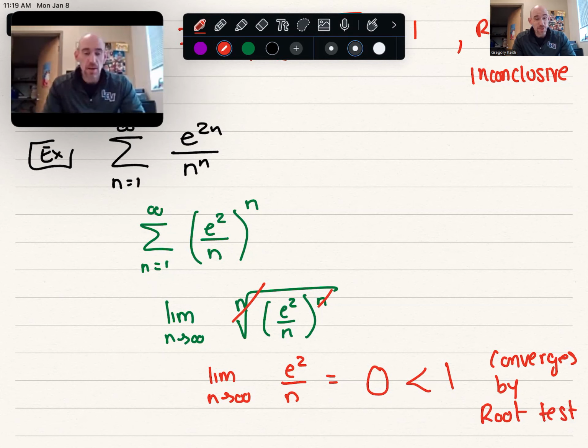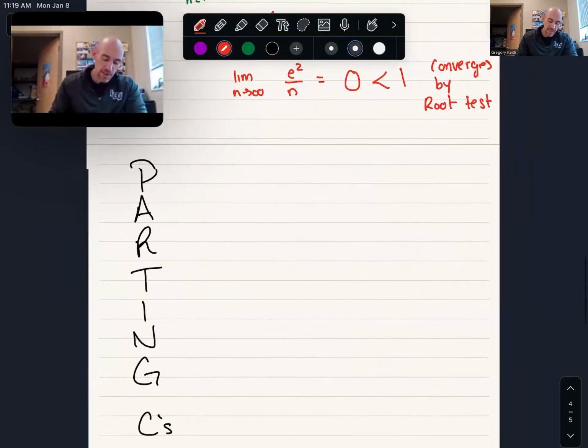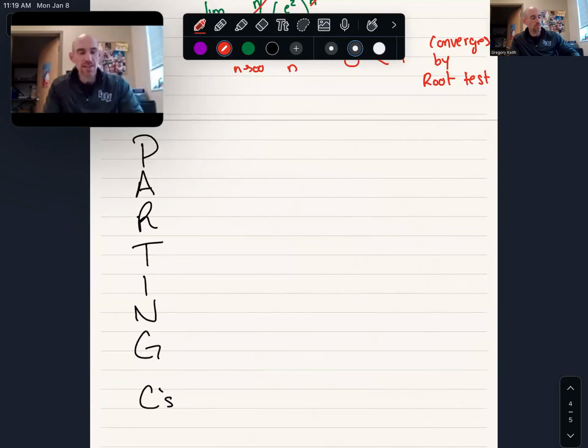And guess what? That's the last test. We did it. We got all of our tests for convergence and divergence taught. And now we can put them all together to find a way to remember them. And this is where I teach you to remember PARTING C's. PARTING C's is your mnemonic to remember your different tests.